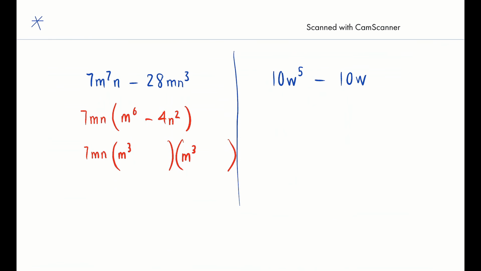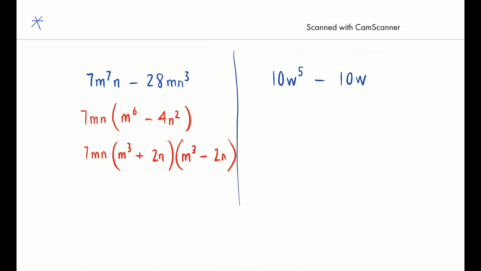And then, of course, 4 is 2 times 2. And then n squared is n times n. So those two terms are 2n. And then, of course, our rule is 1 is plus, 1 is minus. And we're done. Okay? We factored out a greatest common factor, and we factored a binomial into 2 binomials. Why? Because it was difference of squares.